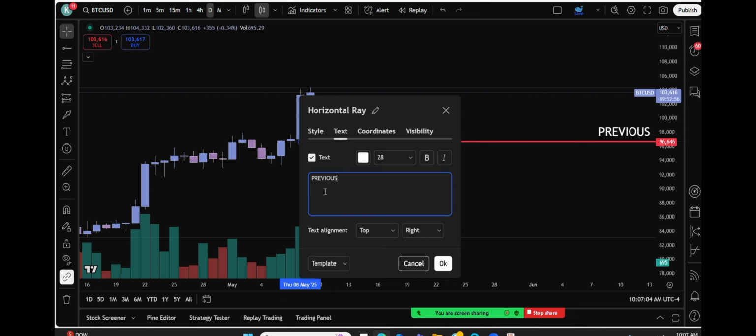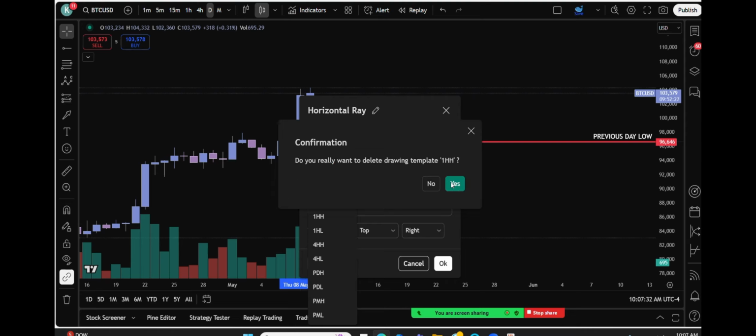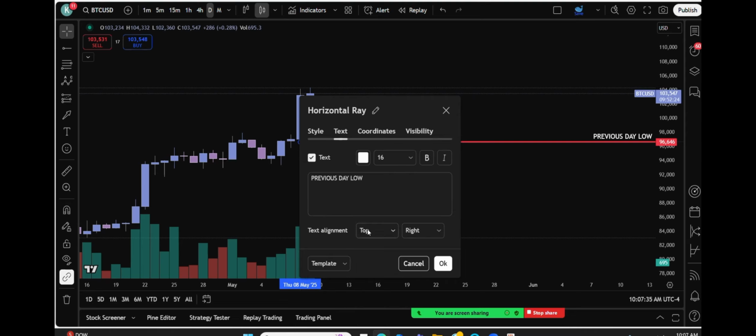Let's do it the right way. Previous day low. Do it right, we don't got to do it twice. That's really big, so let's make the font maybe 16. We want it to be at the top on the right side, all the way out of the way, because every time the trade is there, this is always going to be over here, all the way out of the way of our trade. So we want to save it as a template, and it will be our previous day low.